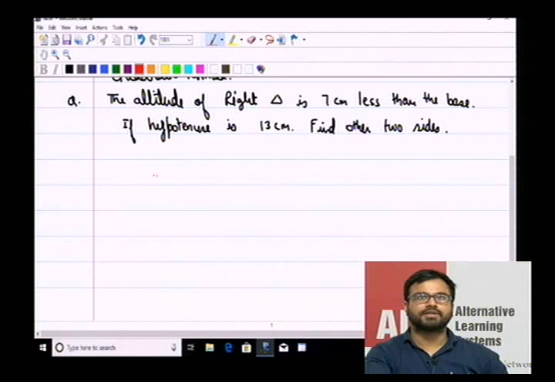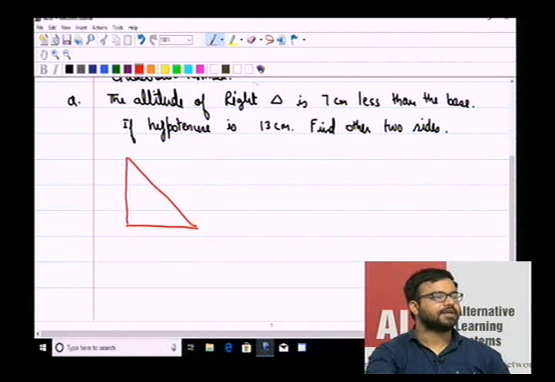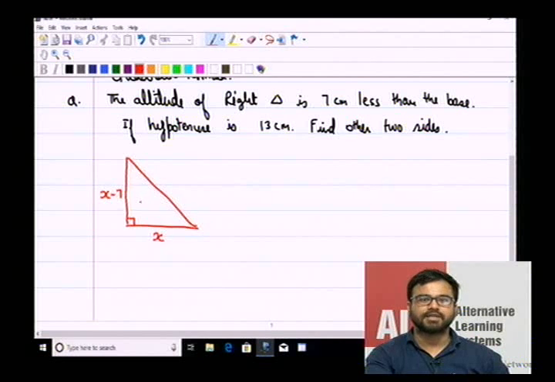Okay, now let me solve it. The right angle triangle. So let us draw a right angle triangle. This is the right angle triangle. Altitude is 7 centimeter less than the base. So let's say if we take the base as x, this is 90 degree, so this is base x, and altitude is 7 centimeter less. So this will be x minus 7, right? Hypotenuse is given already, 13. So these are the sides of the right angle triangle.